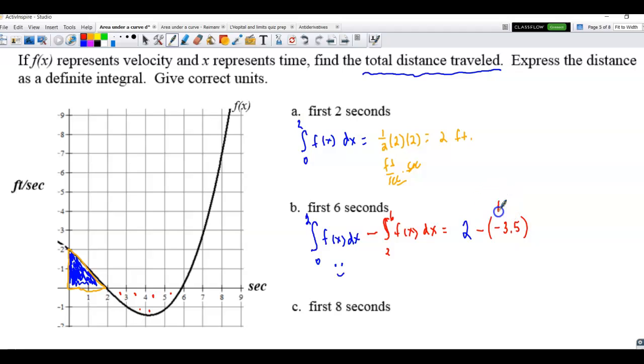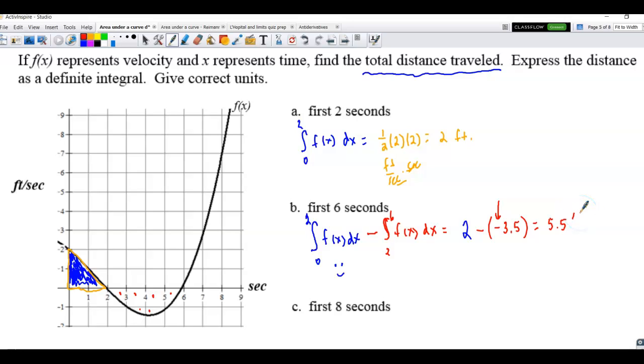Now, why is this negative? Because a definite integral accumulates net area. The net area in that region is negative. That's why I had to subtract the negative to force all of the area to be positive. So the total distance traveled is 5.5 feet.